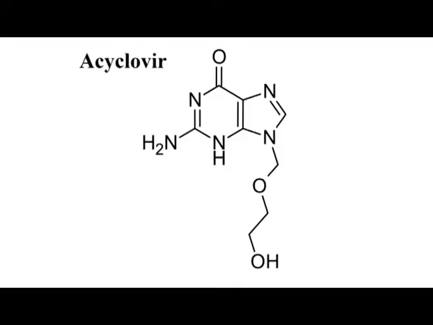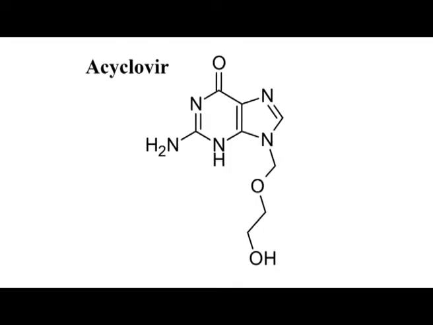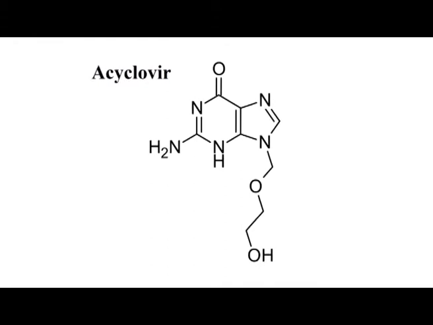Module 3.2. The agents which interfere with nucleic acid replication. Acyclovir. The era of effective antiviral therapy begins with acyclovir. This is a synthetic analog of deoxyguanosine in which the carbohydrate moiety is acyclic. This agent is active against certain herpes virus infections.